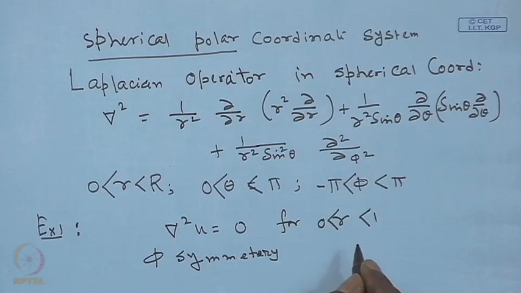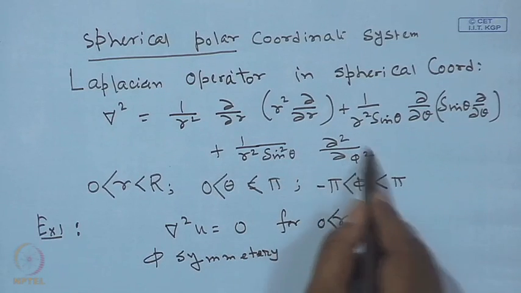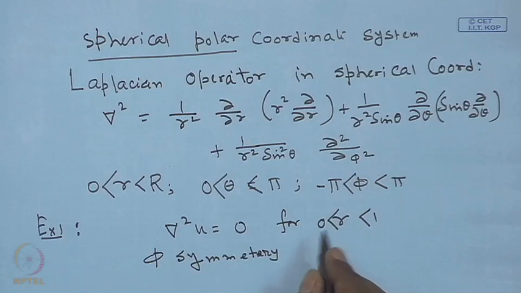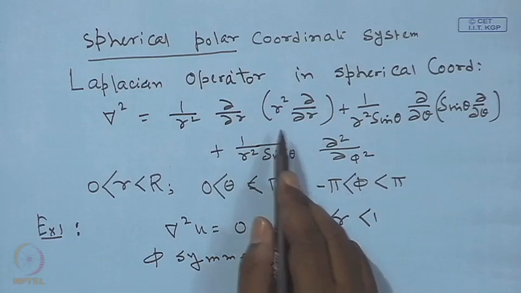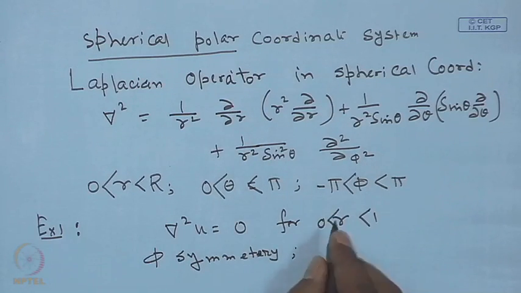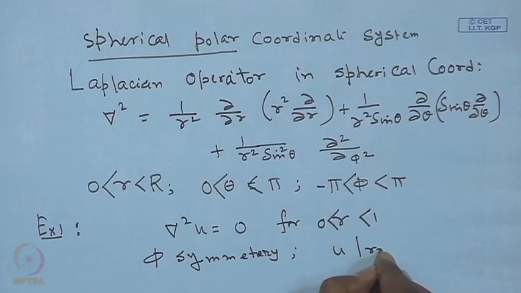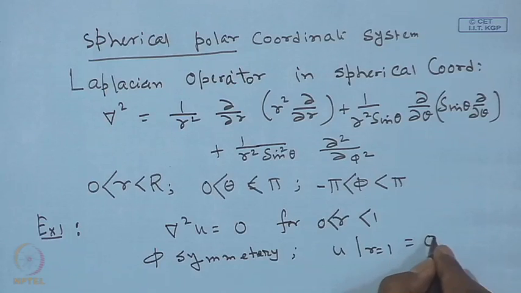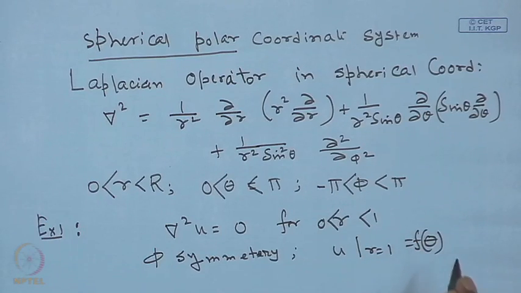If we have a phi symmetry, that means phi varying parts will be equal to 0. So, we will be having only 2 dimensions, r and theta, and we put the boundary condition that u at r equal to 1 should be in general some function of theta. This function of theta may be constant, may be 0, or in general it may be some function of theta at r equal to 1.